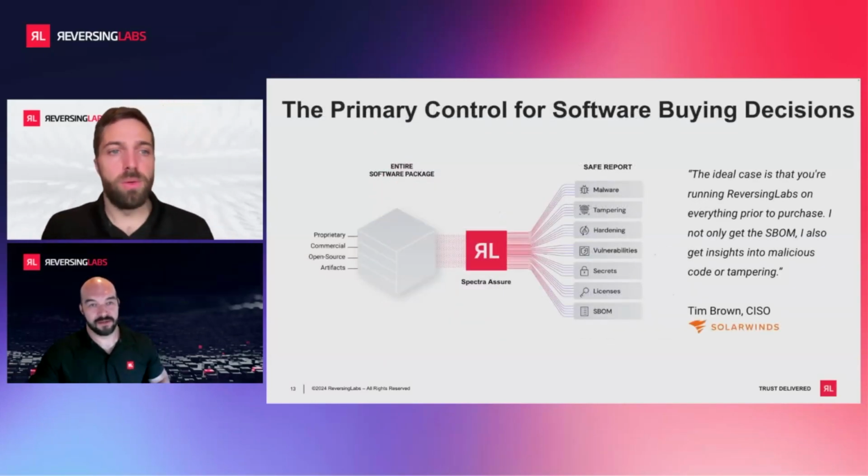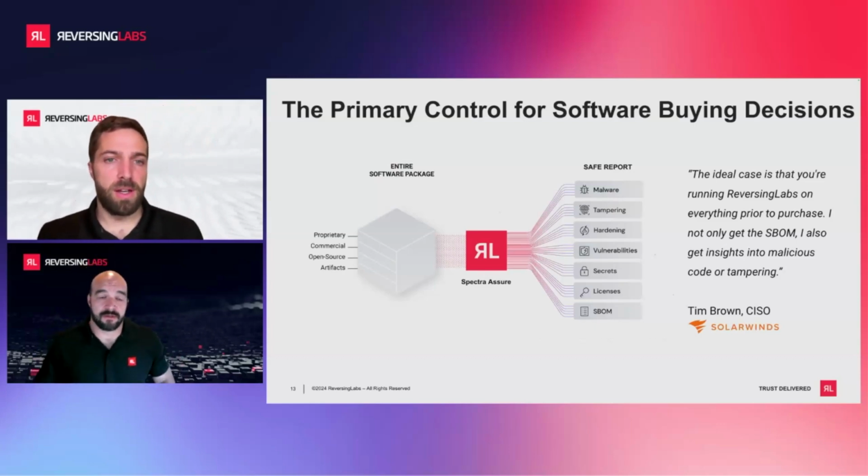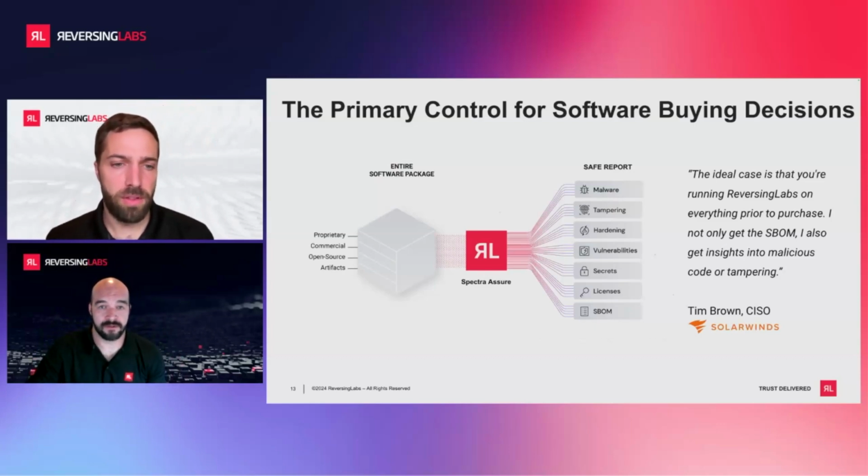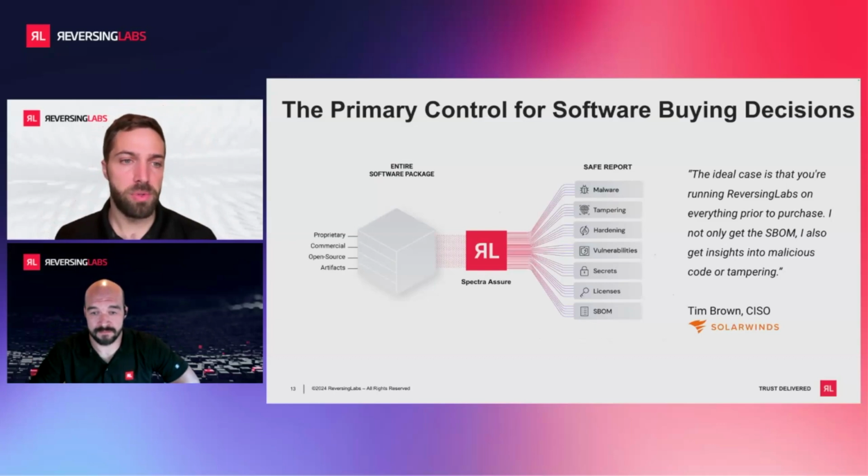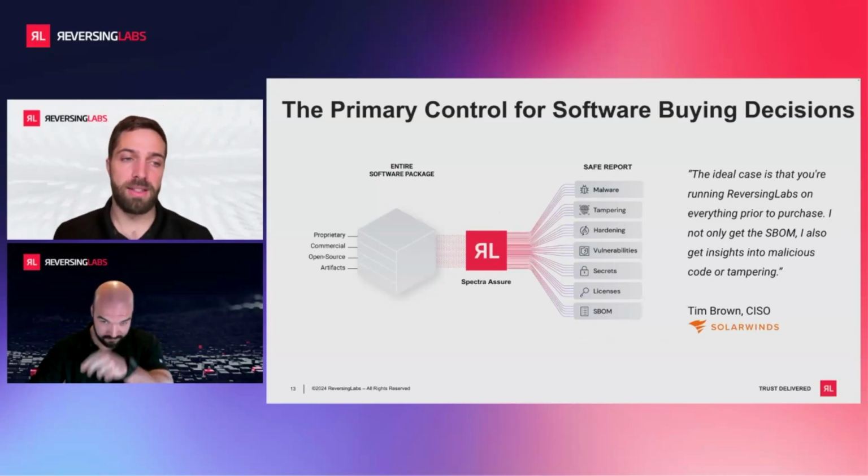Yeah, thanks, Joe. So I want to take a moment to talk about how ReversingLabs, through our product called Spectra Assure, is offering a primary control for software buying decisions. Now, here at ReversingLabs, we find it's absolutely critical to assess the entire software package and to assess it without reliance, again, on just vendor attestation alone.